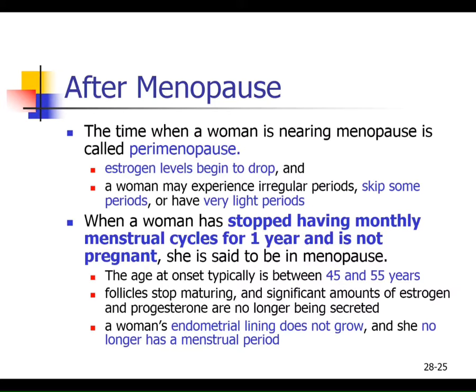Now, once a woman has stopped having monthly cycles for an entire year, and I guess we have to say this caveat, she stopped for an entire year and is not pregnant, right? Now the person is said to have reached full-blown menopause. Okay, so menopause: a year without cycles and not pregnant.